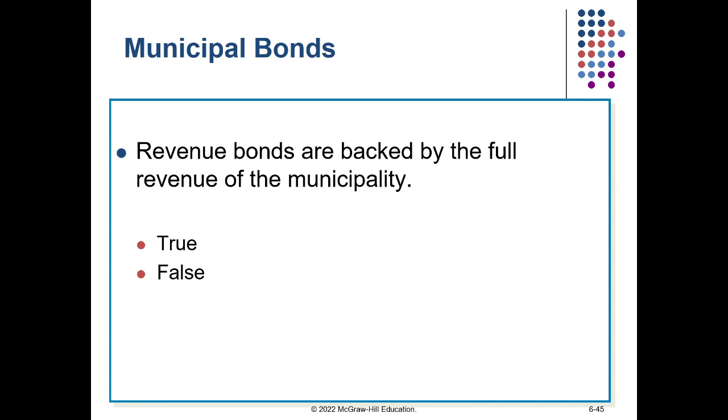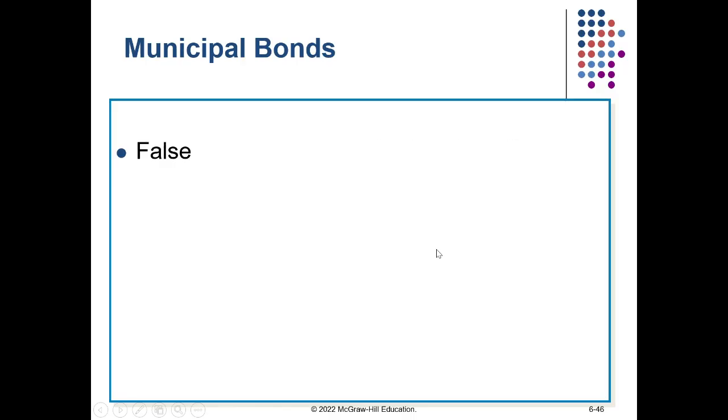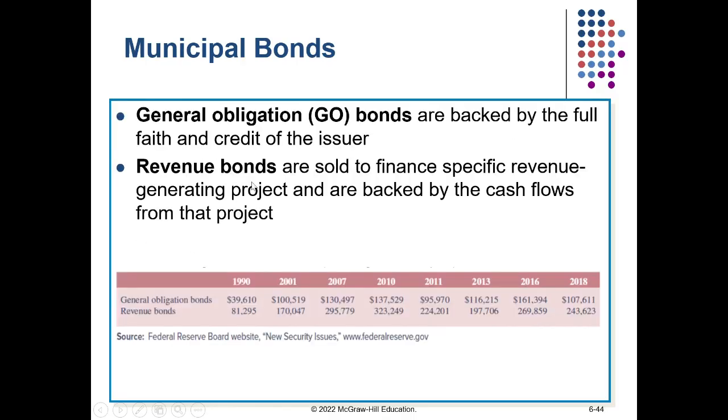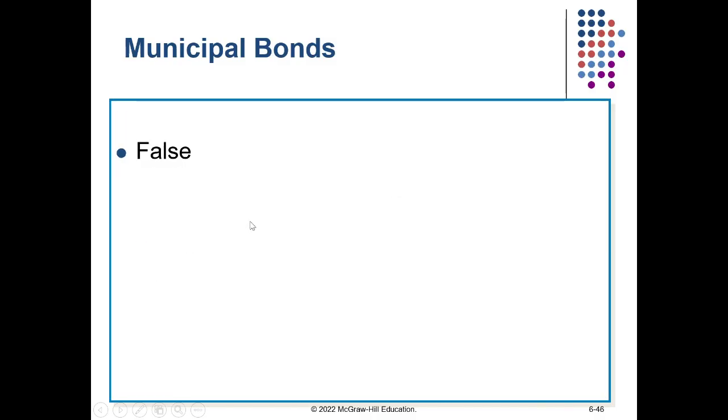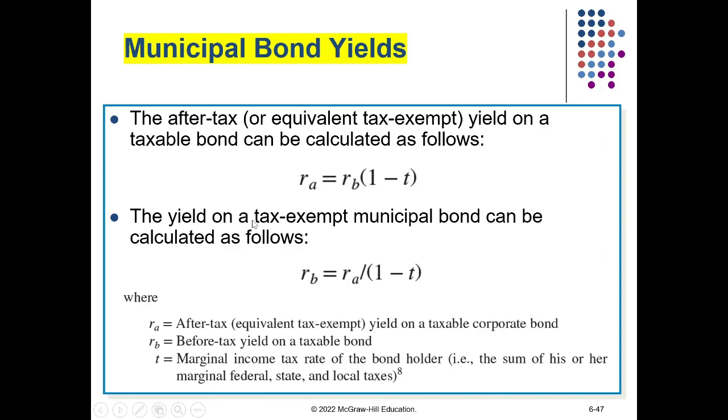Be very careful. This one sounds correct, but it's actually wrong because it's not the full revenue. It's the revenue of a certain project. Remember, we can go back and see the revenue bonds are backed by the cash flows from that project, not the full revenue. So it's false.